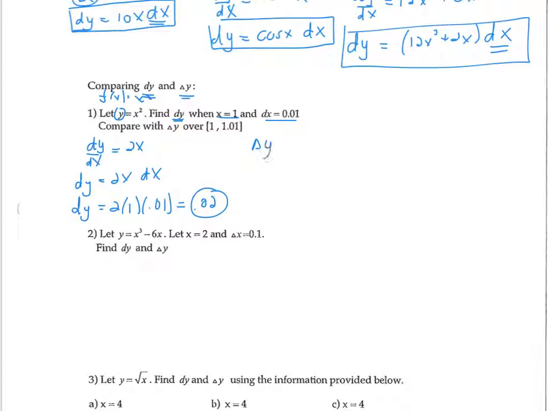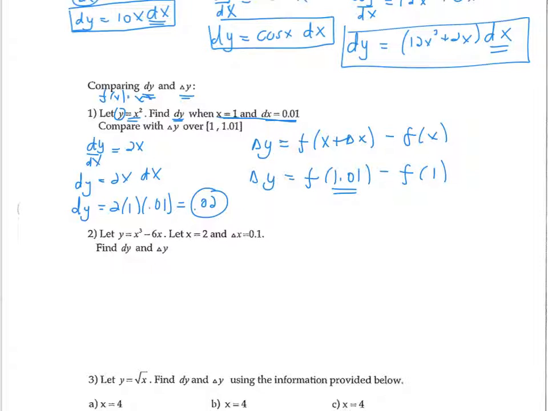So delta y, if you recall from our previous page of notes, is equal to f of x plus delta x minus f of x. So this time around, you're going to take x plus delta x, which in this case would be f of 1.01, minus f of 1. So you're going to use your calculator, or you can try to do it in your head. You're going to plug in 1.01 where you see x, and then figure out that value, and then go back and do it when x equals 1.